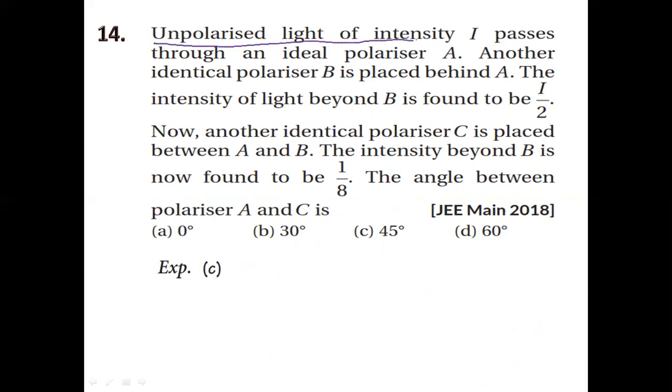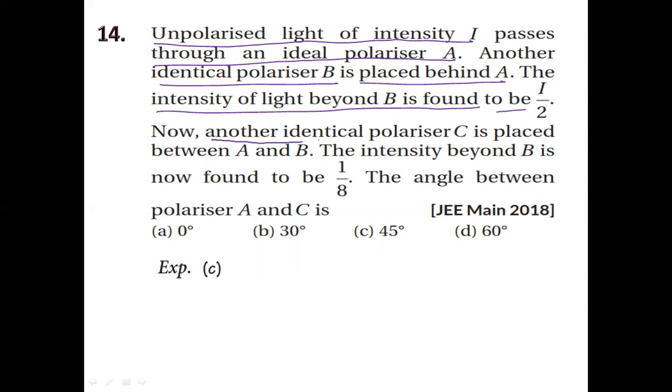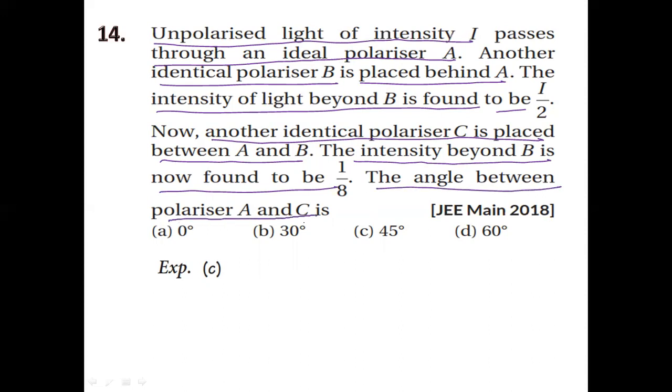Unpolarized light of intensity I passes through an ideal polarizer A. Another identical polarizer B is placed behind A. The intensity of light beyond B is I by 2. Another identical polarizer is placed between A and B. The intensity beyond B is now found to be 1 by 8. The angle between A and C.